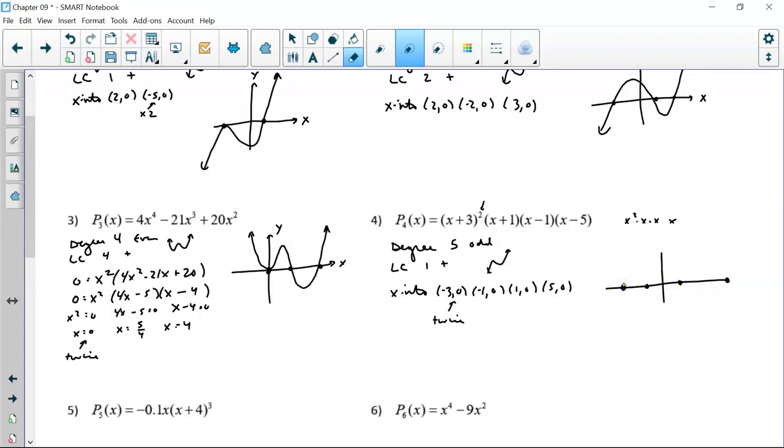So what's going to happen in order for it to have this shape? It's going to start going from the bottom. It's going to go up, and it's going to bounce at the negative 3 back down, turn around, go back up, through, turn down, through, and then back up, through. And it's going to have that basic shape to the graph.